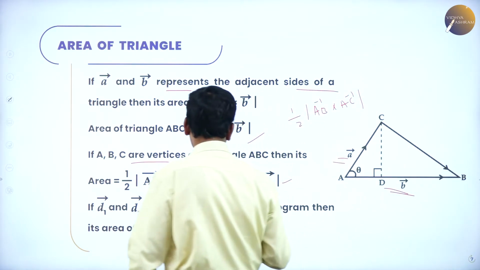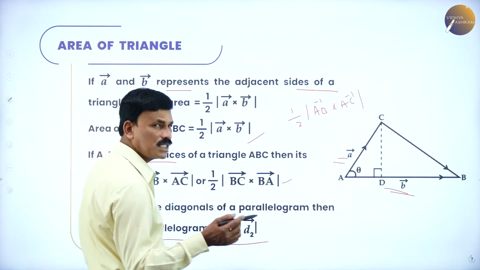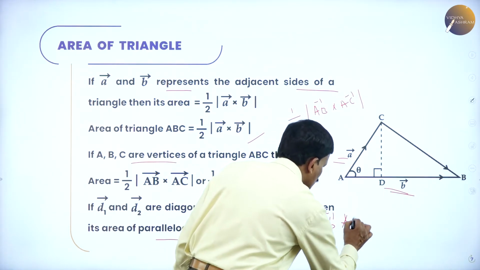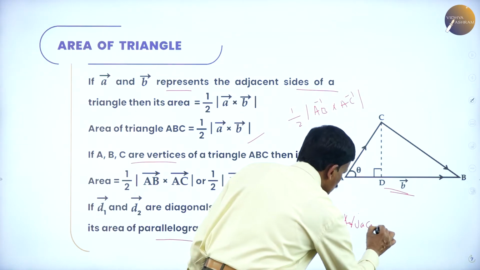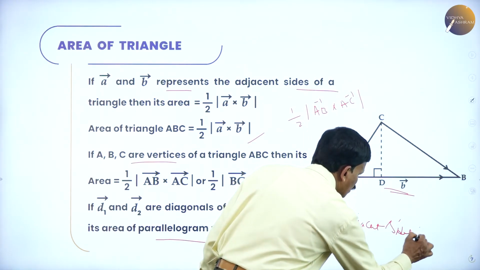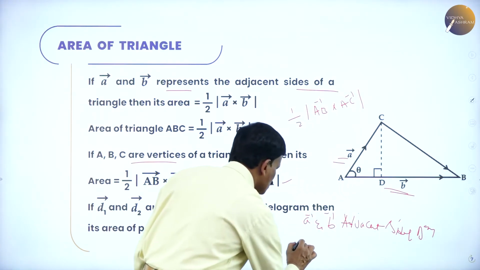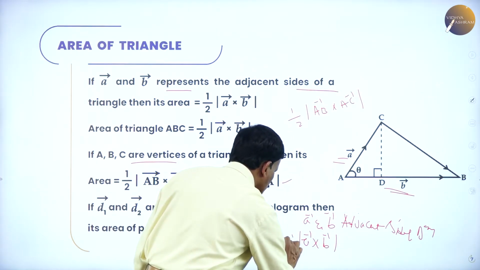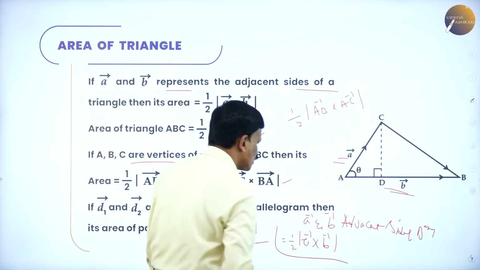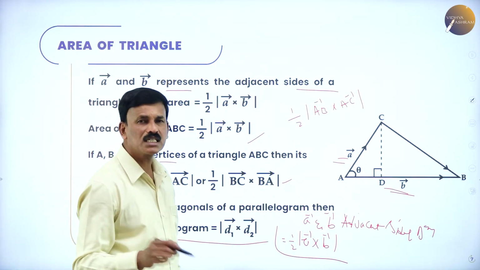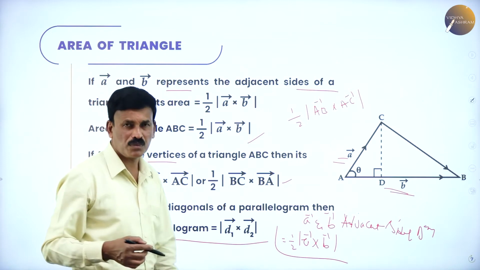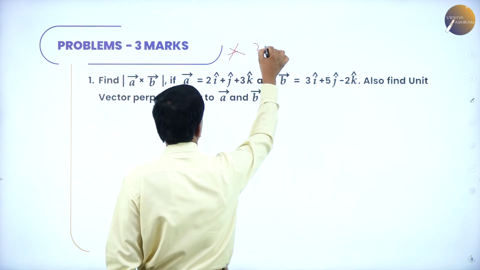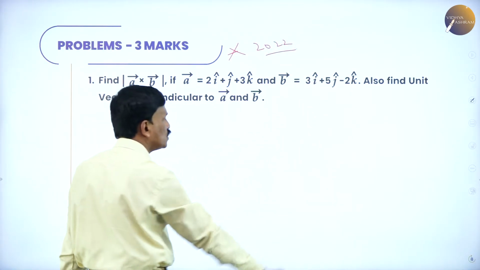Now, the area of a parallelogram, whenever the adjacent sides are given, if A and B are the adjacent sides of a parallelogram, then the area is length of A cross B. Now let us take a problem based on this. This is a very important concept. Definitely we will expect one question for the 2022 examination.